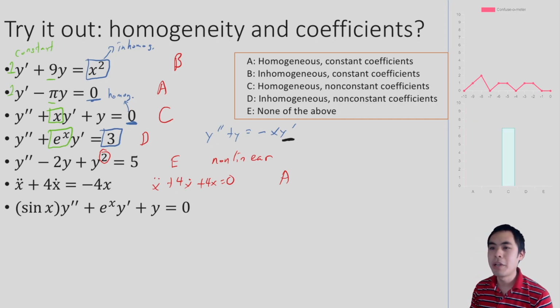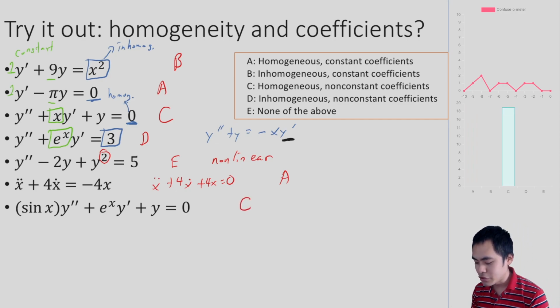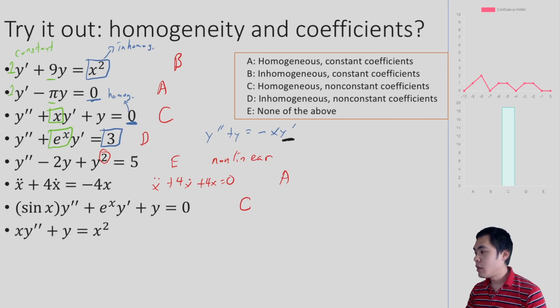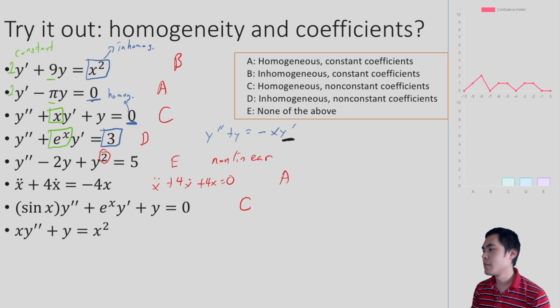Okay, yep. So I didn't actually have a trick in this one. So this one is just homogeneous, non-constant coefficients. Let's do this one. So x y double prime plus y is equal to x squared. So what do people think about this one?